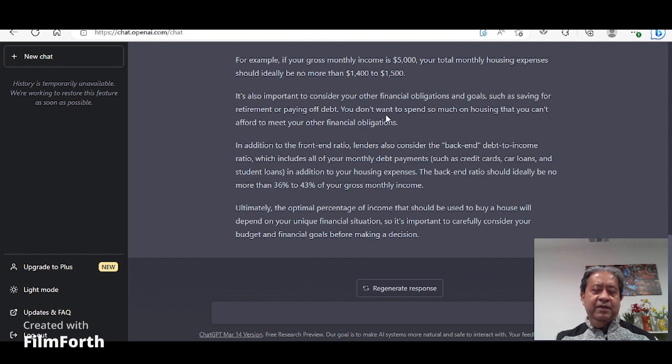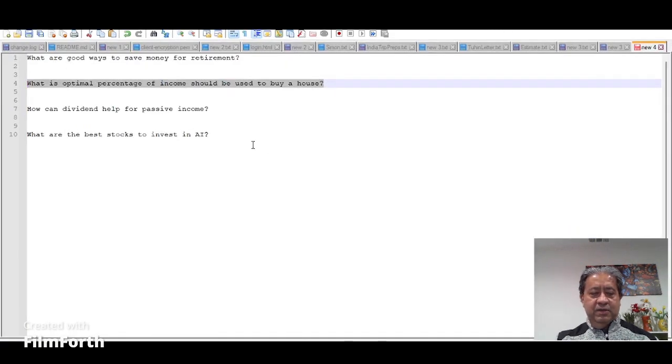So this is how ChatGPT can help you figure out how much is too much for you to spend if you're thinking about buying a house. Look at another question.